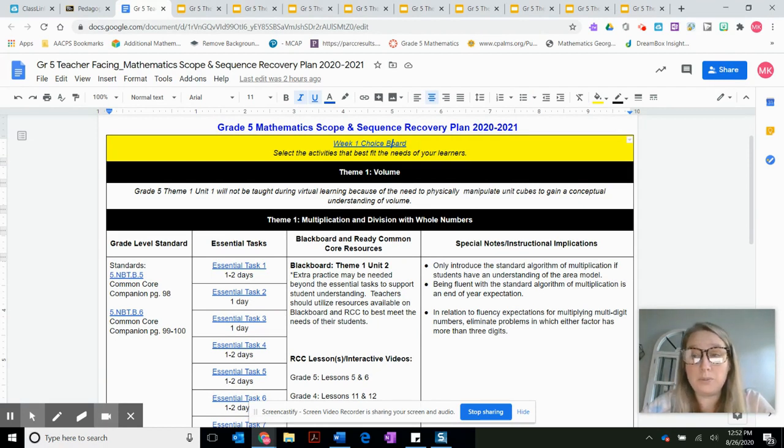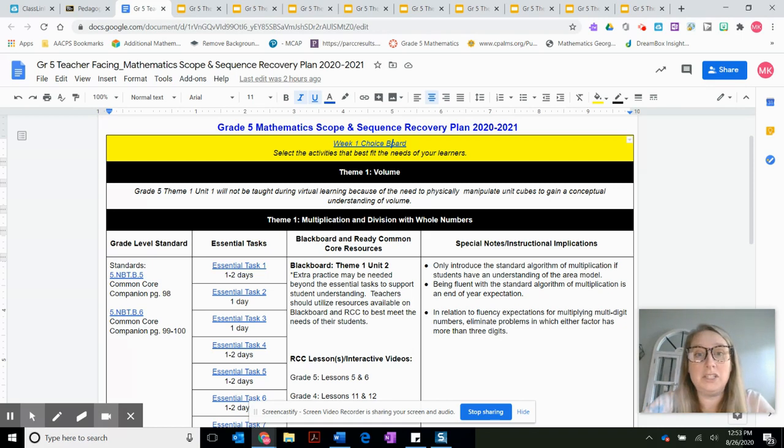in Blackboard, we start with Theme 1, Unit 1. Theme 1, Unit 1 will not be taught during this virtual learning experience. The reason that this will not be taught is, as you know, for those of you who have taught that unit, it is all hands-on. It is all about physically manipulating unit cubes. It's all about gaining that conceptual understanding of volume.